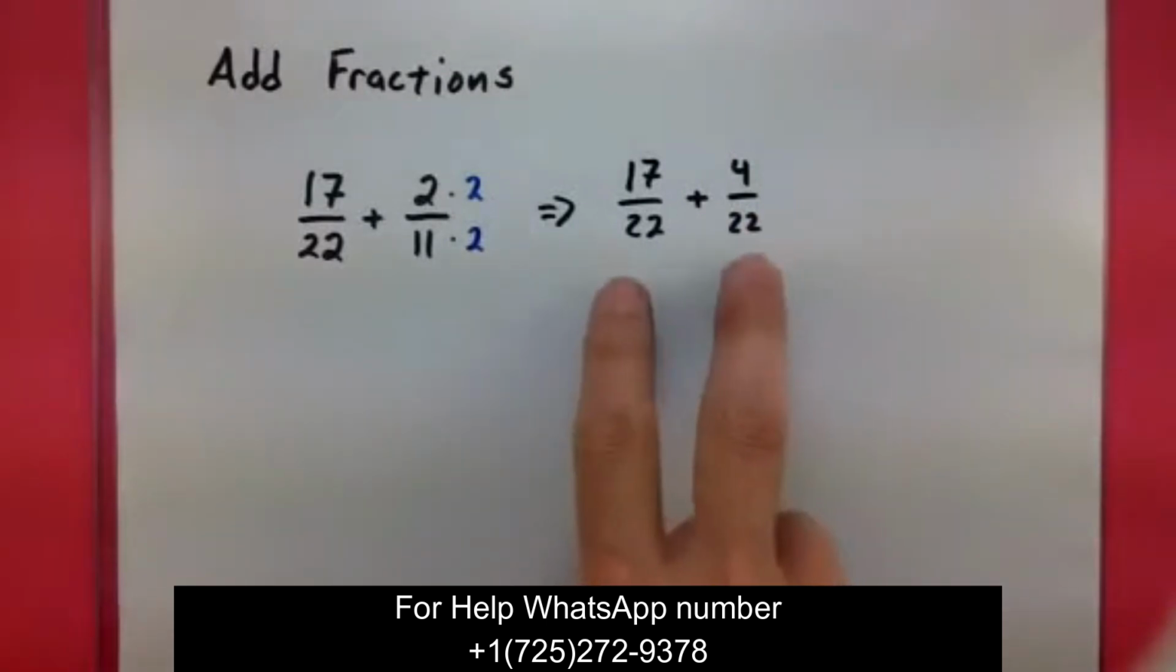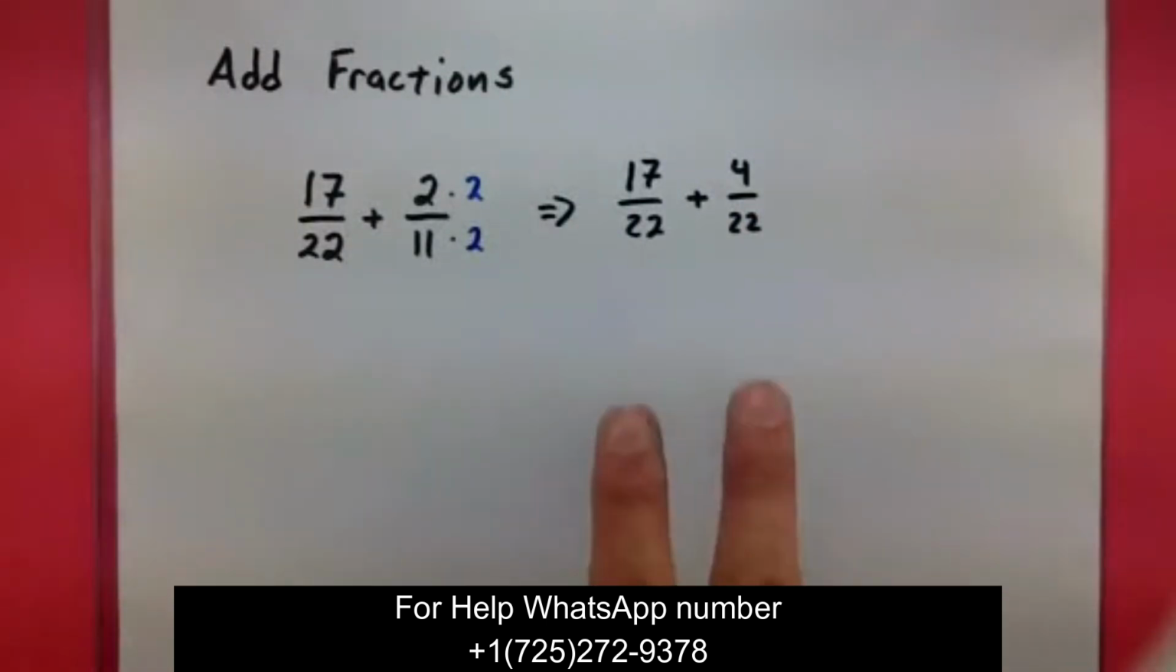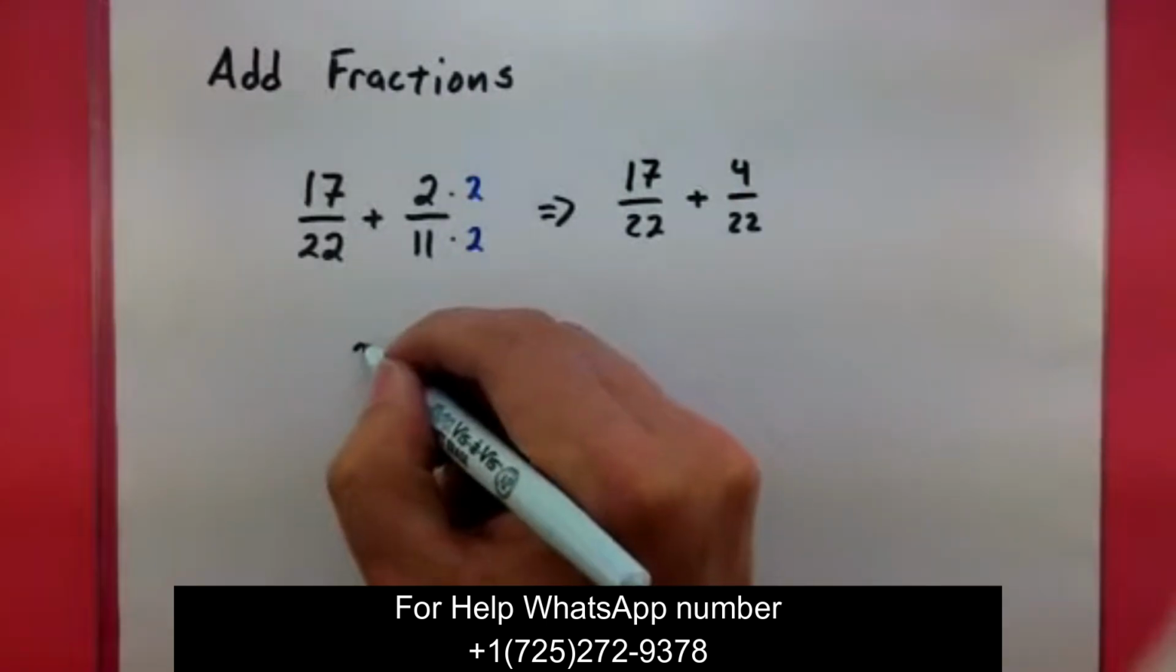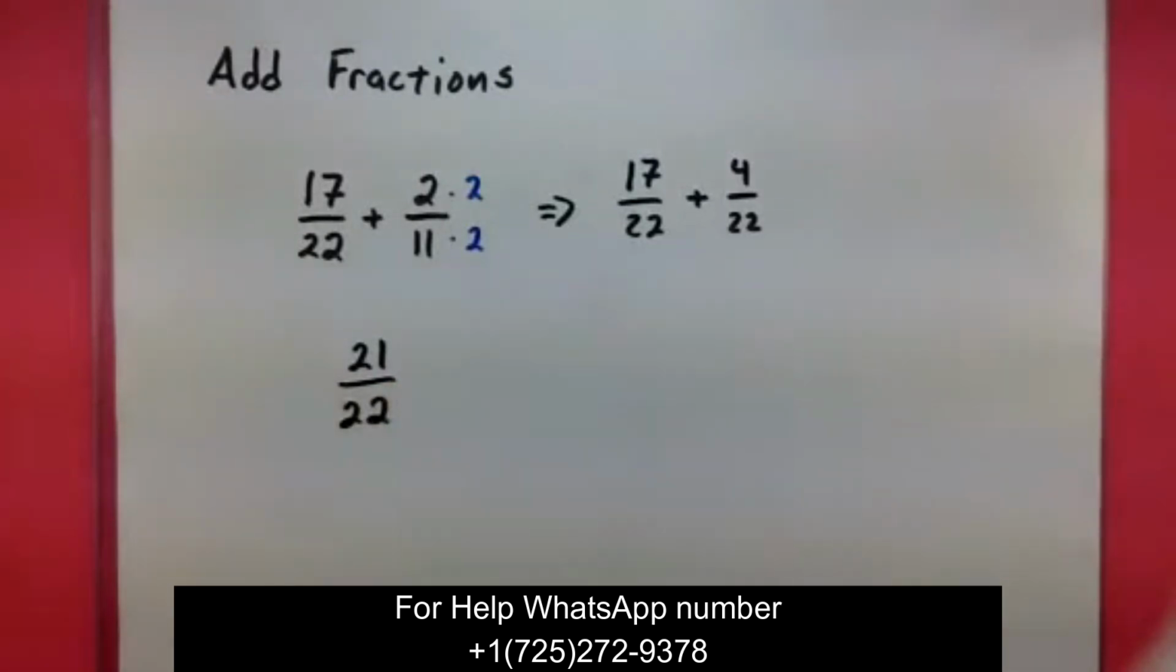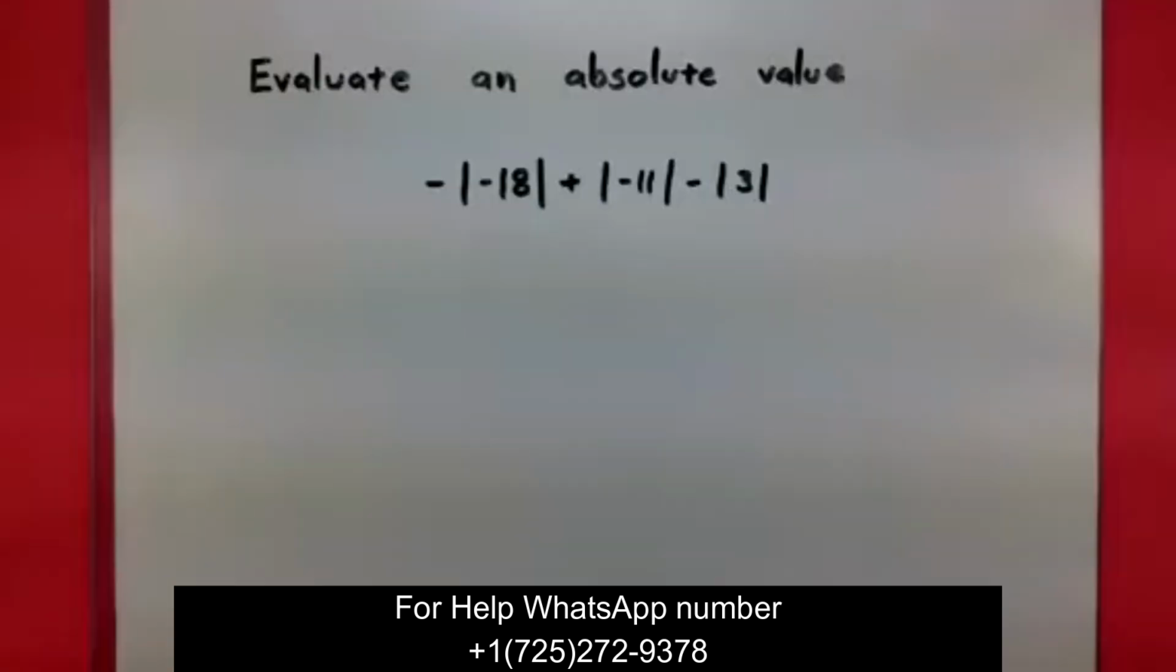Now once you get these denominators the same, go ahead and just add the top numbers. So 17 plus 4 gives us 21. The last step is to check this and make sure that it is reduced or in lowest terms. Well, right now I don't see any common factors, so I'm just going to leave this as 21 over 22.